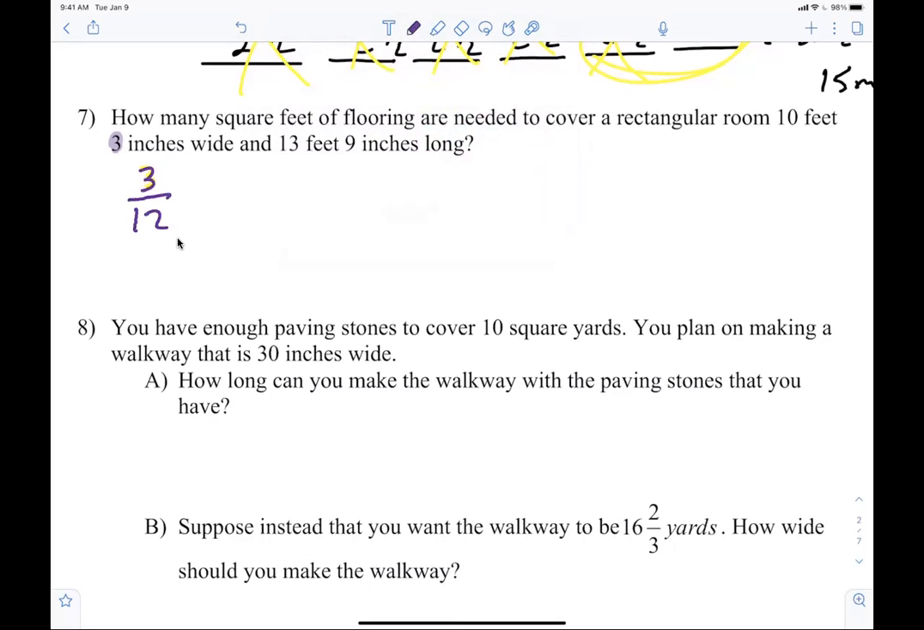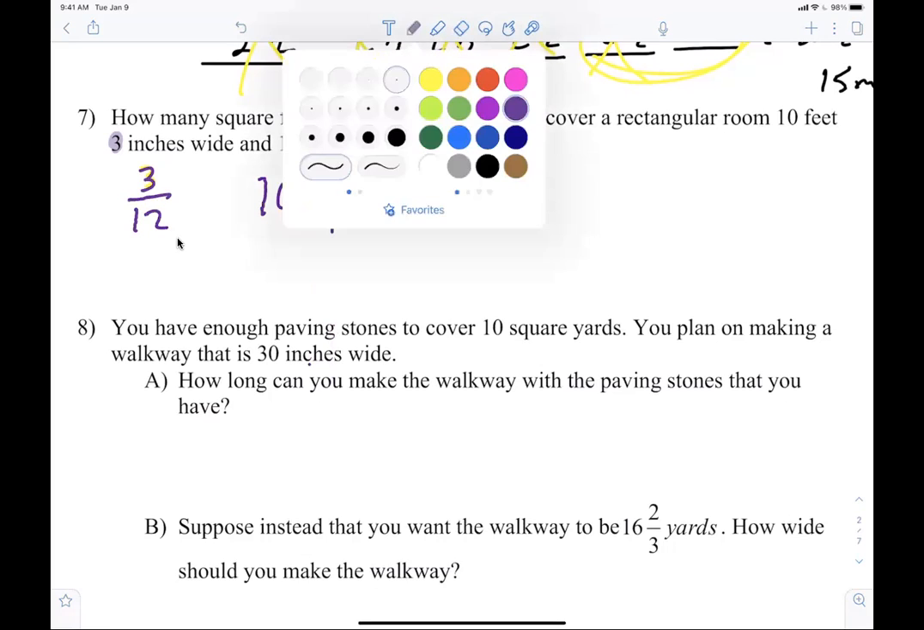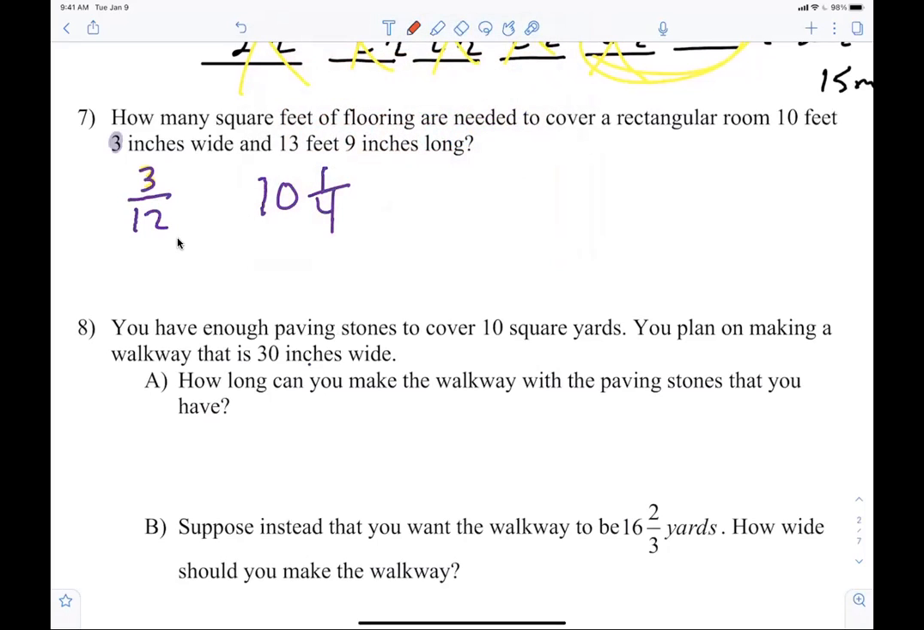And now reduce 3/12. And of course, that's 1/4. So the dimensions of your room are 10 and 1/4 by what? So now you have something that's 13 feet 9 inches, and then 3/4. Yeah, good job. 13 and 3/4.